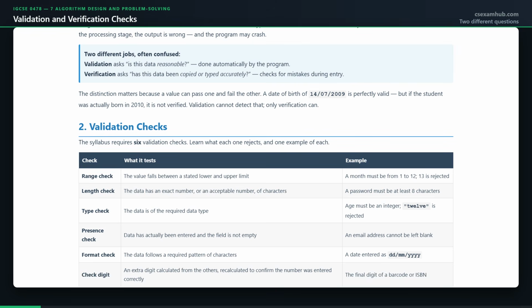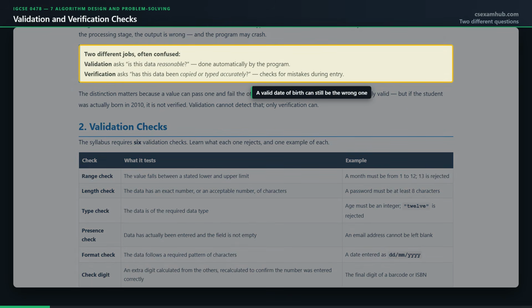Now here is why they cannot substitute for each other, and it is the point the whole section rests on. Suppose a date of birth is entered as the 12th of March 1990. Validation checks it. It is a real date in a reasonable range, correctly formatted. It passes, but the person's actual birthday is the 12th of March 1980. The data is completely valid and completely wrong. Validation cannot possibly catch that because there is no rule the value breaks. Only verification can, checking the entry against the source. So the answer to when do you need both is always, because they detect different kinds of error.